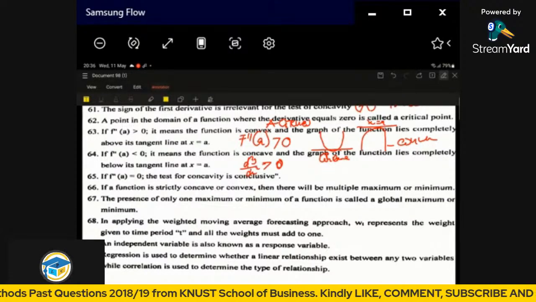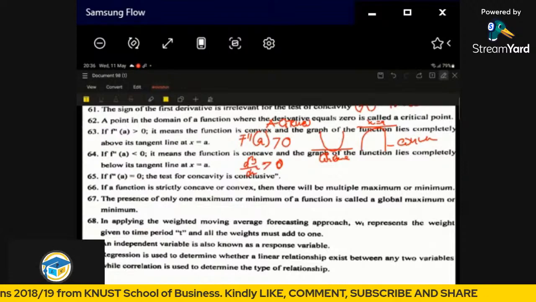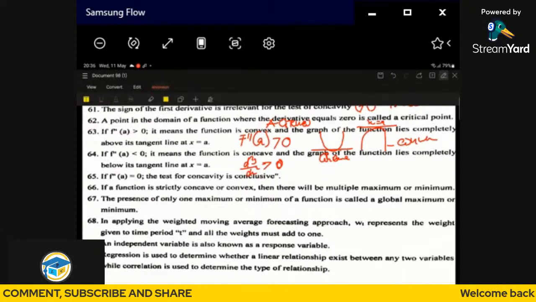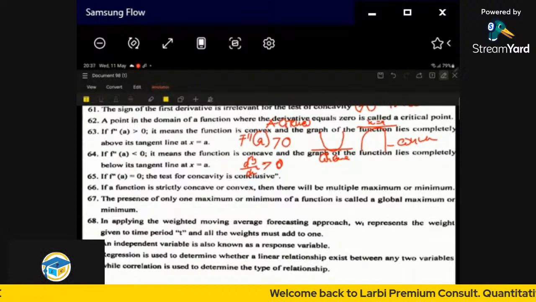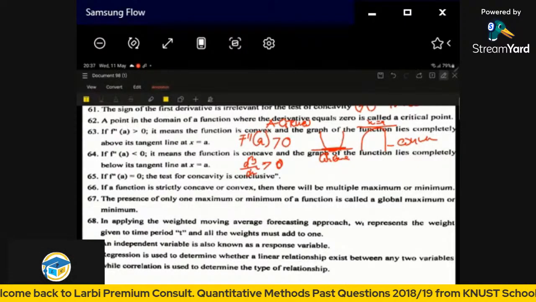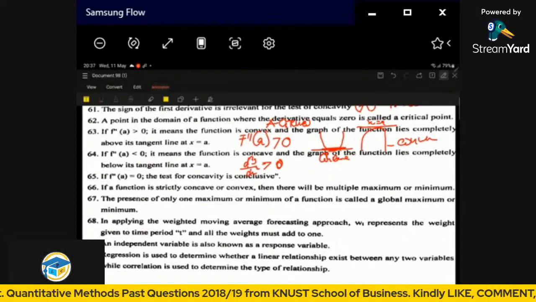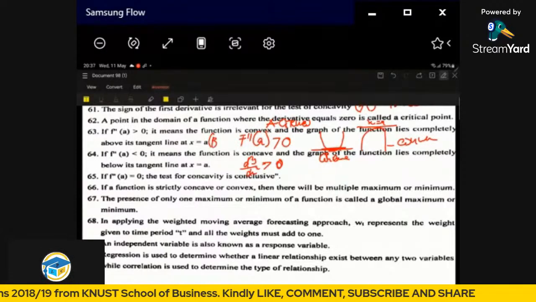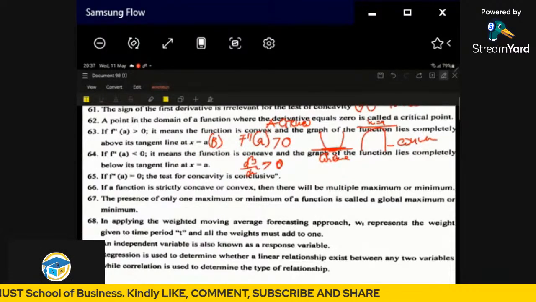It's a false statement because for f double prime greater than 0, we are saying that the function should be concave, and the graph of the function should lie completely above. As you can see here, the U is lying above the line x equal to a, and not below. So if that is okay, then we can say that this is a false statement. So you shade B or false. Is that okay? All right. So that is that.